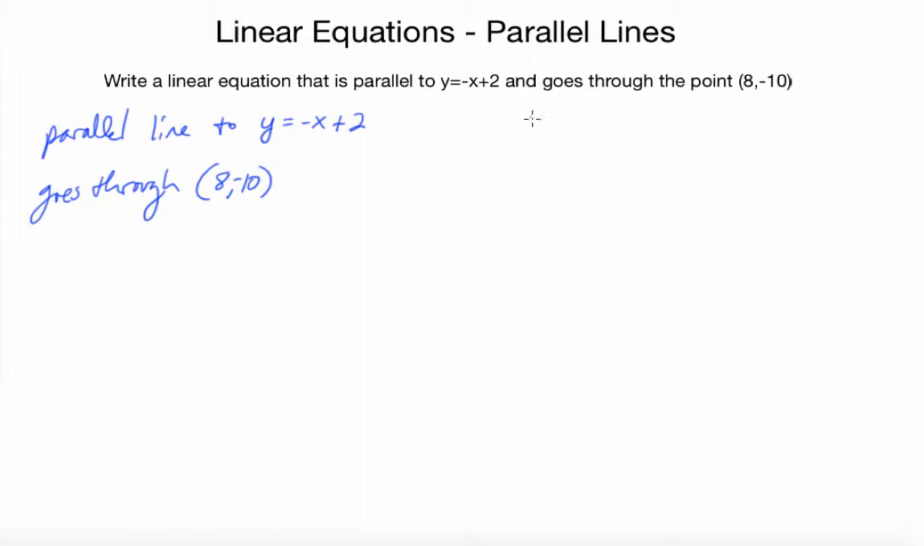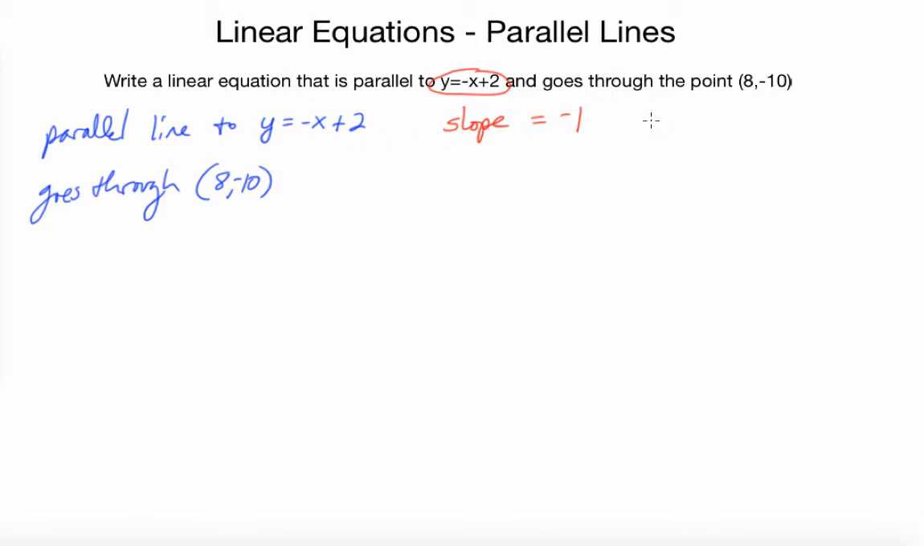Well, parallel lines have the same slope. So in this equation that I'm given here, we need to figure out what is the slope of that line. Well, it's already in y equals mx plus b form. The slope is the coefficient of what's in front of the x. So when I look at this, it's got a negative x. I can think of that as a negative 1 times x. The slope is negative 1. And since parallel lines have the same slope, my new equation that I'm going to write here also has to have a slope of negative 1.